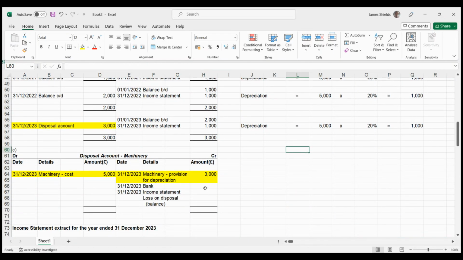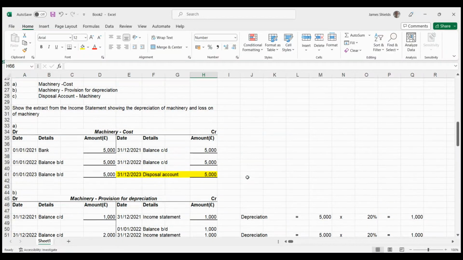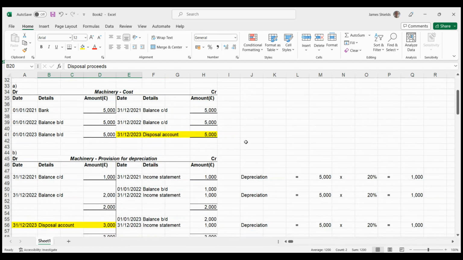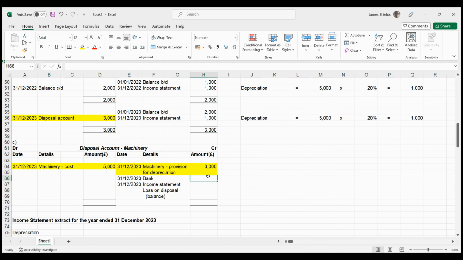Now the bank is the amount we sold it for, also known as the disposal proceeds. So back to the question, disposal proceeds is £1,200. That will be debited to the bank account, so it's credited to our disposal account. So it's £1,200 is our bank figure.